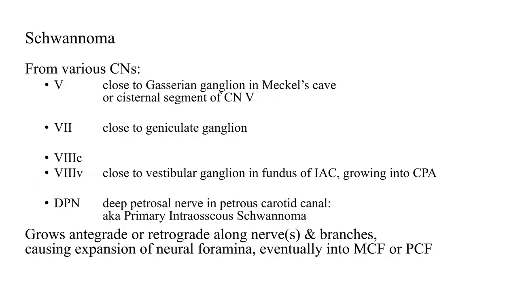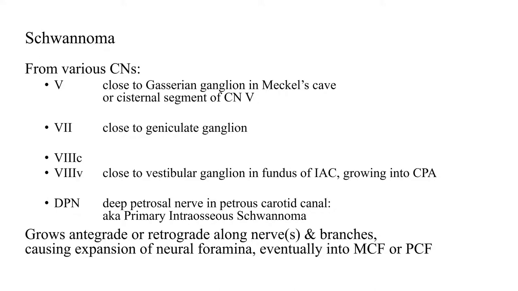The next lesion is schwannomas, which can occur from any myelinated nerve, basically. So various cranial nerves: the trigeminal, where you can get schwannomas close to the Gasserian ganglion in Meckel's cave, or from the cisternal segment of the trigeminal nerve. The facial nerve can have schwannomas, which are usually close to the geniculate ganglion.